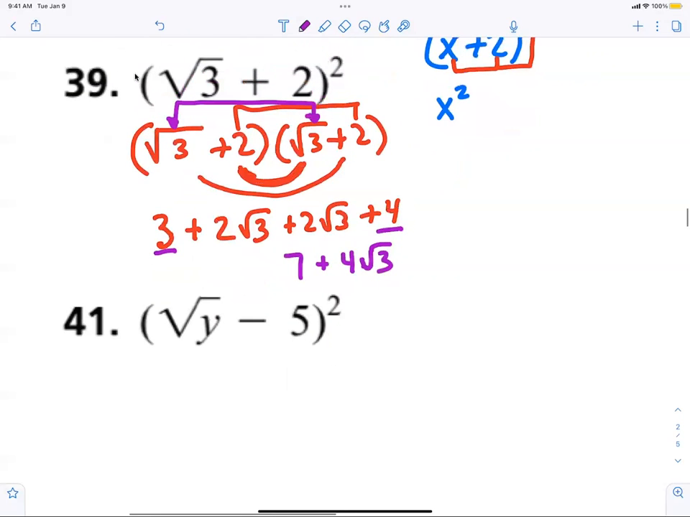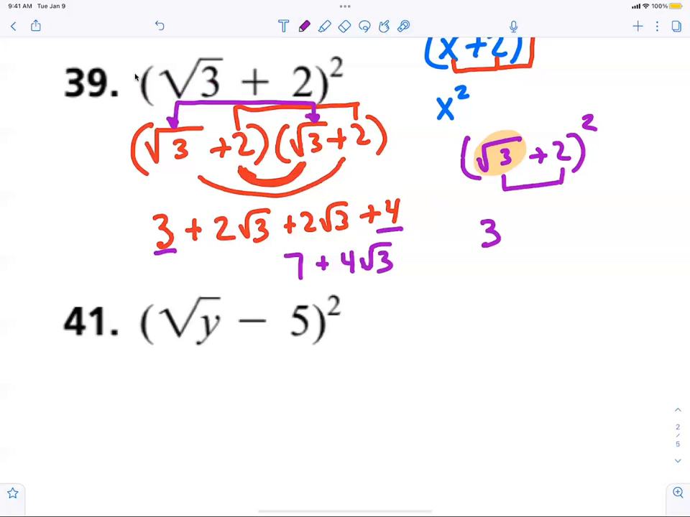Now, let's do it this way. Look up, please. Square root of 3 plus 2 squared. All right, so here's the pattern again for those of you who are good at it. What's square root of 3 squared? 3. This times this is what? And then times 2 plus 4 radical 3. And then what's 2 squared? And there's the same answer. Does everybody agree? All right, there's just a little pattern there for squaring a binomial.